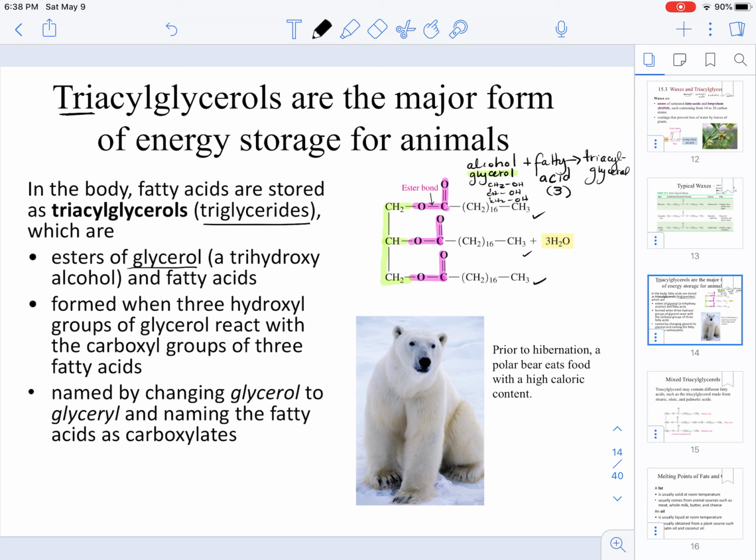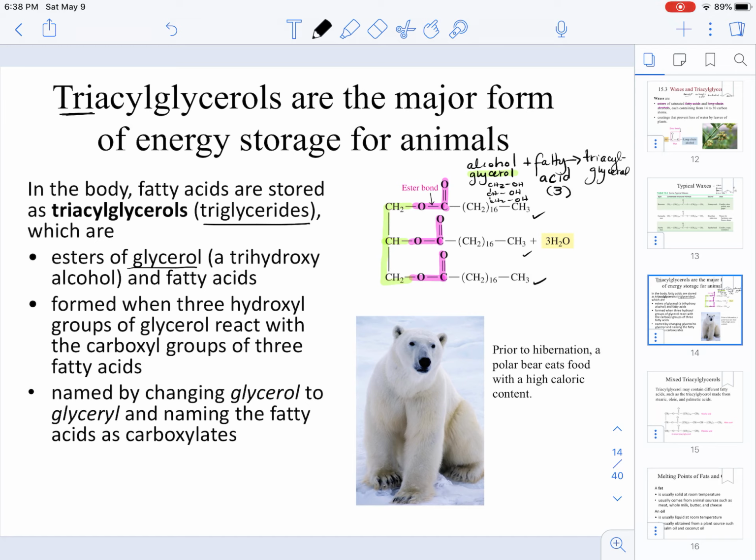I am not going to be grading you or testing you on the nomenclature for triacylglycerols, but it is important to know that when you are naming these molecules, you're going to be changing glycerol to glyceryl, and then you're going to be naming the fatty acids as carboxylates. But again, I am not going to be testing you on nomenclature for triacylglycerols.